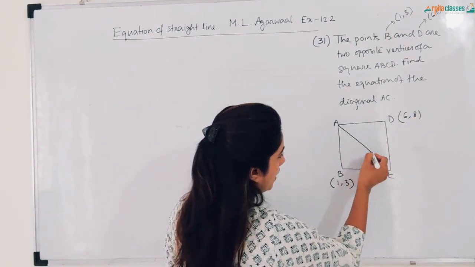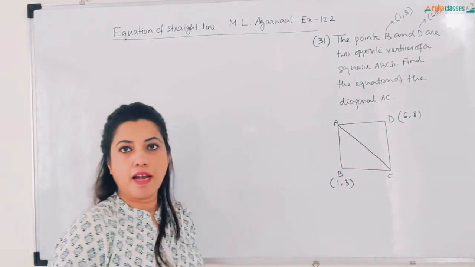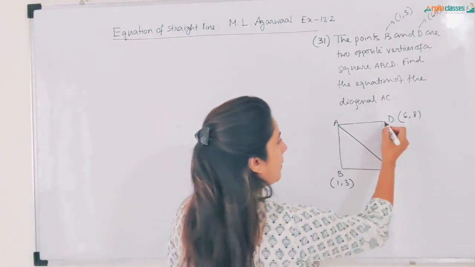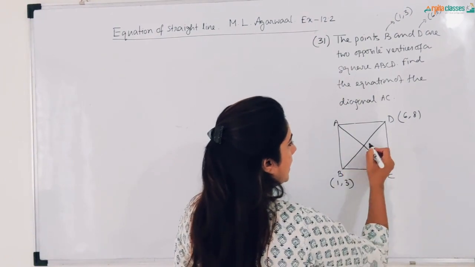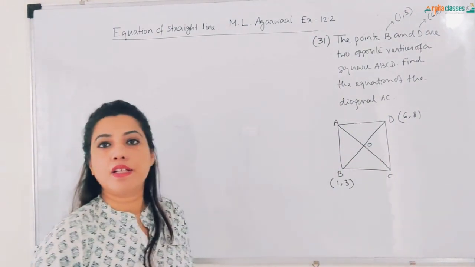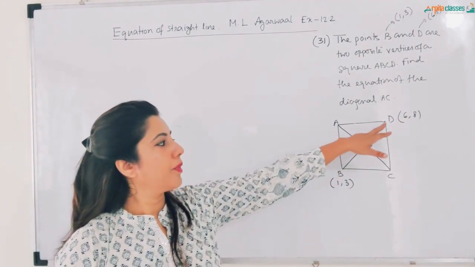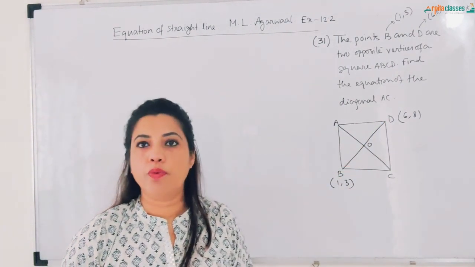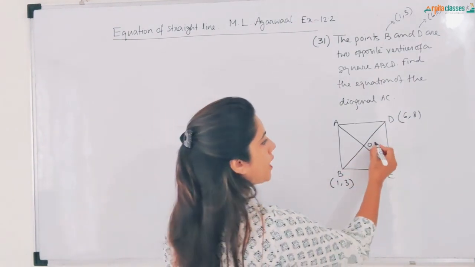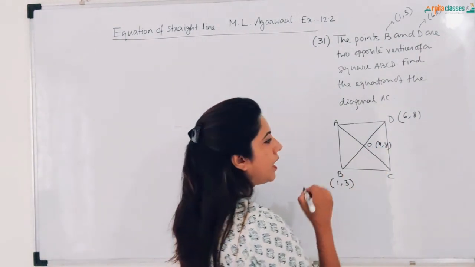You have to find out the equation of diagonal AC. So we know that BD and AC will bisect each other at right angle. So I can say that BD is the perpendicular bisector of AC. That means O is the midpoint of BD.